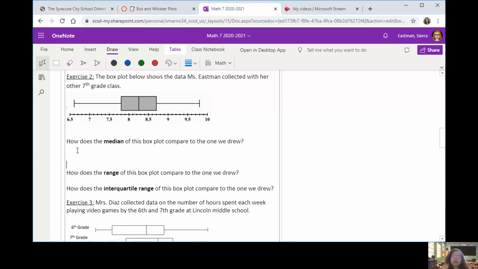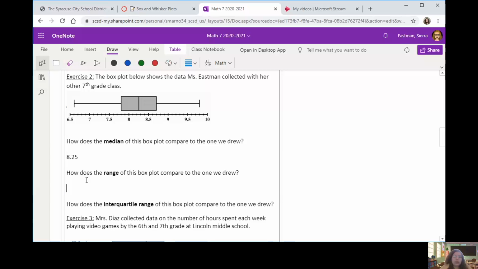So just like we did when we were creating it, the middle line was our median. So when I'm looking at a box plot, trying to find the median, I'm just going to find that middle line. It's right between 8 and 8.5. So I'm going to say that's 8.25, directly in the middle.